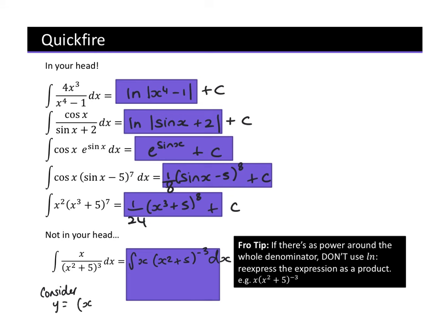Okay, so we consider y equals x squared plus 5 to the negative 2. So bring the power down, negative 2, and then decrease it by 1, because minus 2 decreased by 1 is minus 3. Then multiply by the differential of the bracket, which is 2x. So I'm going to get minus 4x. I've only got positive x. So then my original one, therefore, we're going to have negative 1/4 lots of x squared plus 5 to the power of negative 2 plus c. Watch out with those negatives, okay?